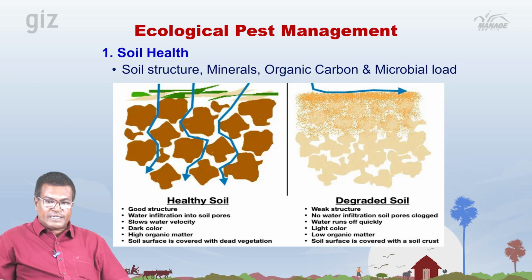Now we look at a degraded soil. Here the soil structure is very weak, meaning you won't find any grainy structure. Instead, you have a powdery structure, and water infiltration is very low because there won't be any soil pores, and water runs off quickly. When you get rain, the rain received on the soil flows off instead of infiltrating.